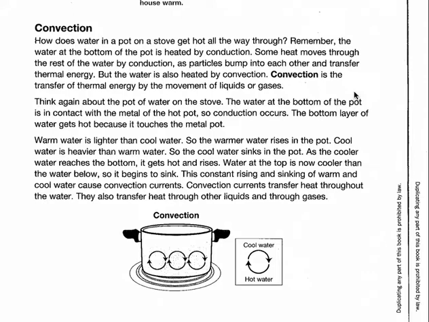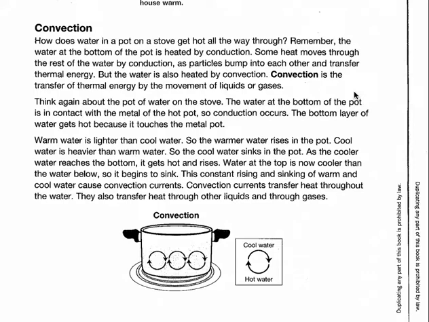Think again about the pot of water on the stove. The water at the bottom of the pot is in contact with the metal of the hot pot, so conduction occurs. The bottom layer of water gets hot because it touches the metal pot. Warm water is lighter than cool water, so the warm water rises in the pot. Cool water is heavier than warm water, so the cool water sinks in the pot.